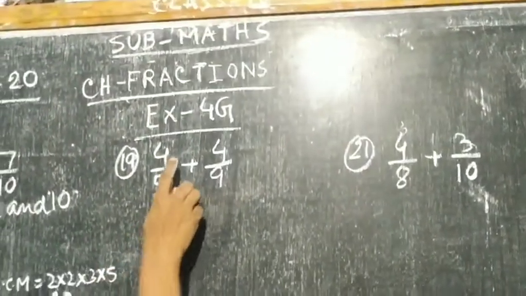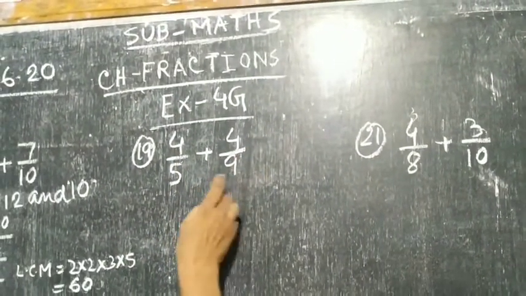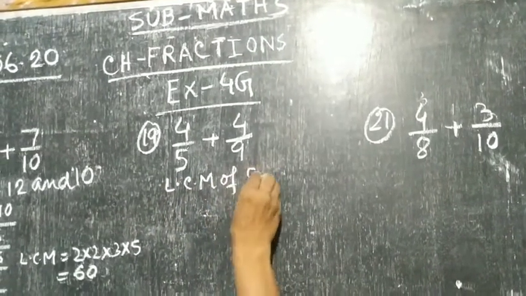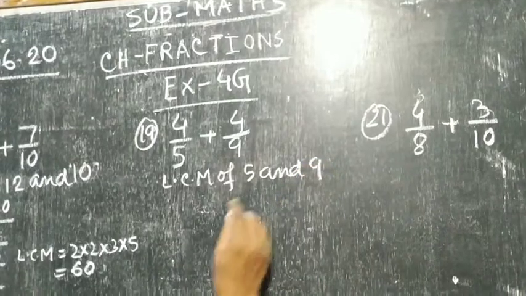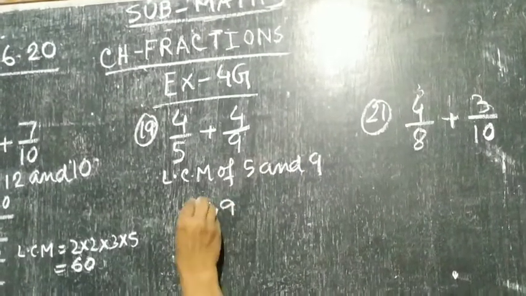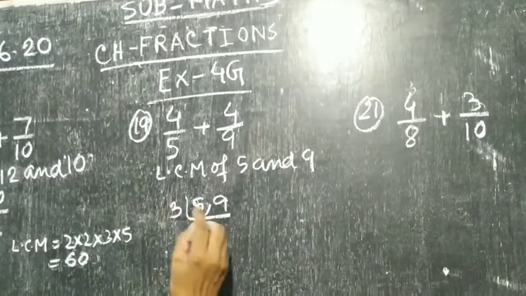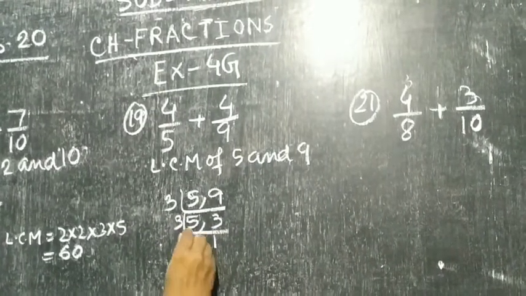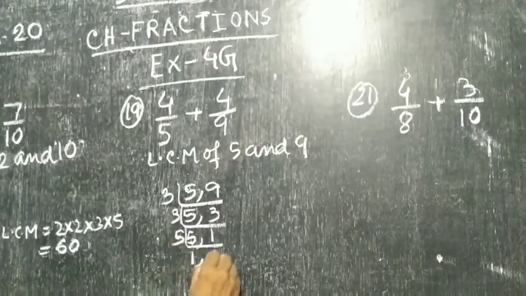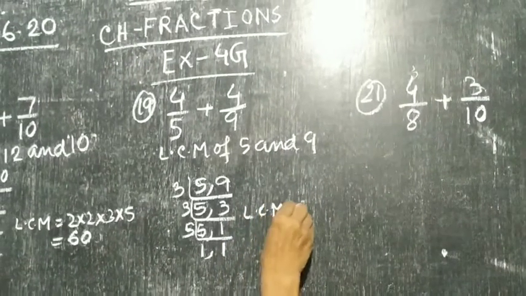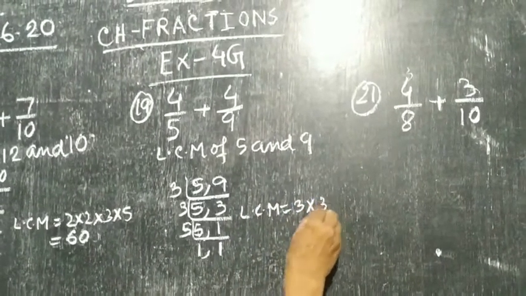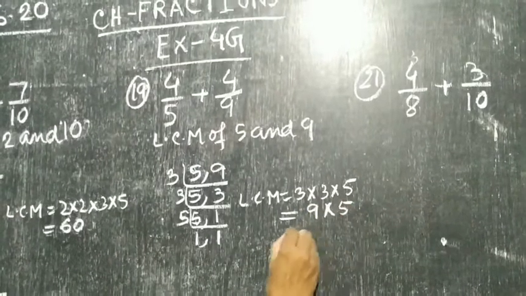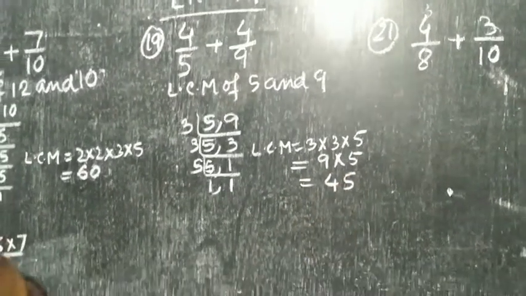Now children, let's do sum number 19. Here you have to add the fraction 4 by 5 and 4 by 9. So first you take the LCM of the denominators 5 and 9. Here also I shall apply the repeated division method. So first divide them by 3. So 5, 3. Again divide them by 3, 5, 1. Again divide them by 5, 1, 1. So LCM is equal to 3 into 3 into 5. That is 9 into 5. So 9 5s are 45.